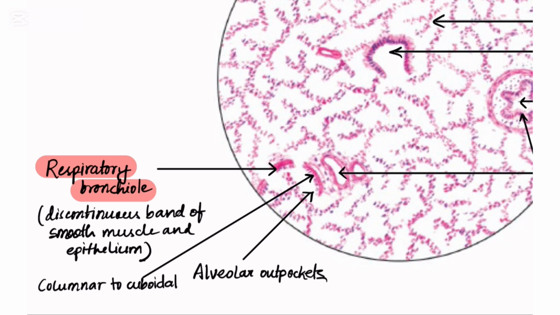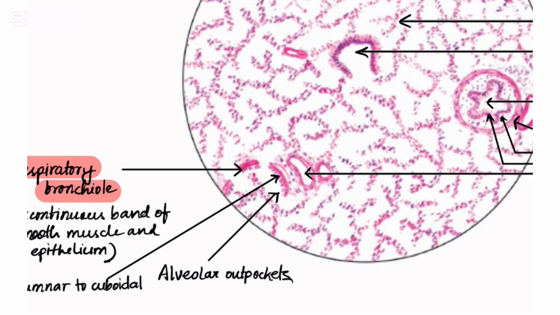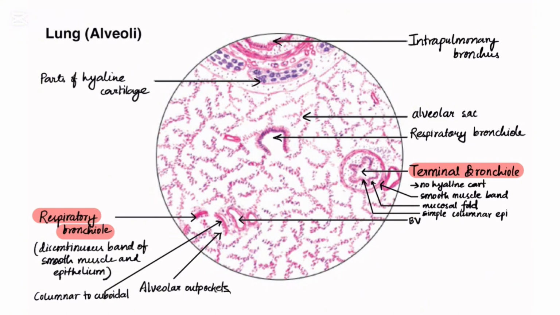Now, since these discontinuous bands, they connect the space with alveoli. They outreach with alveoli, forming alveolar out pockets. And that's your structures present within the lung.